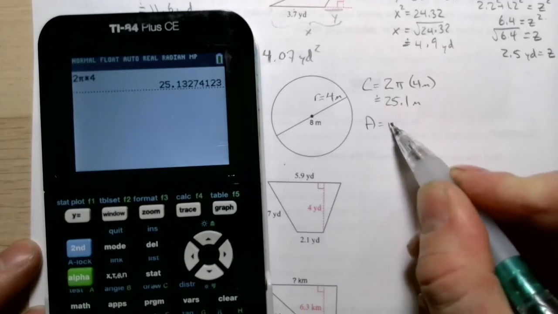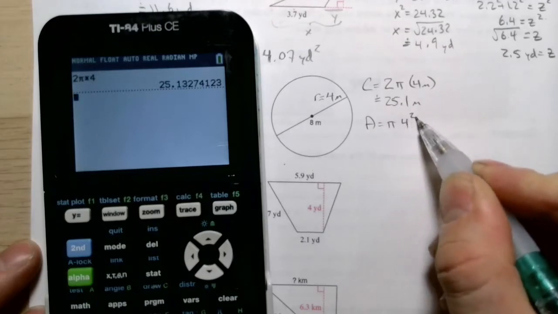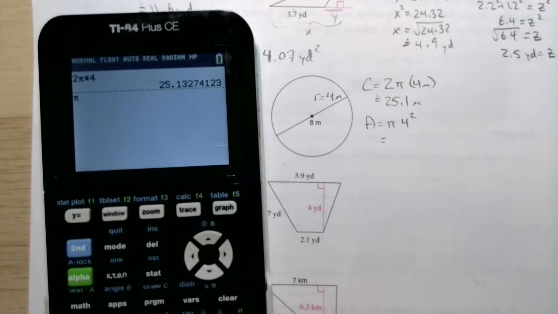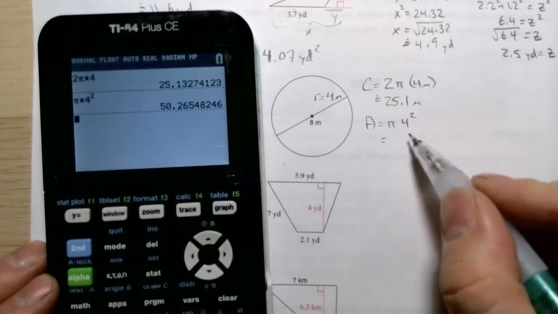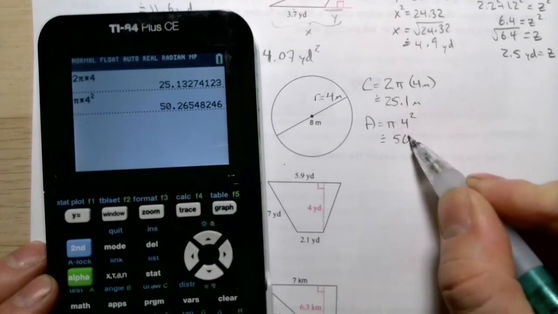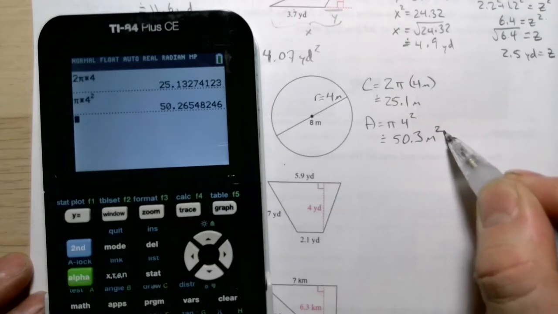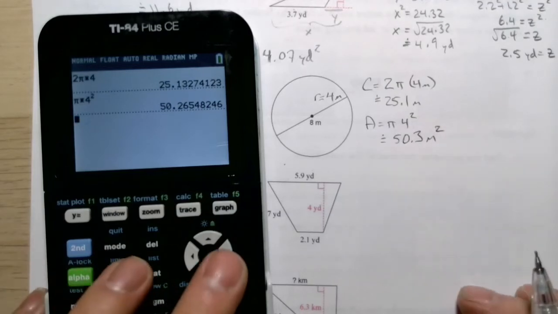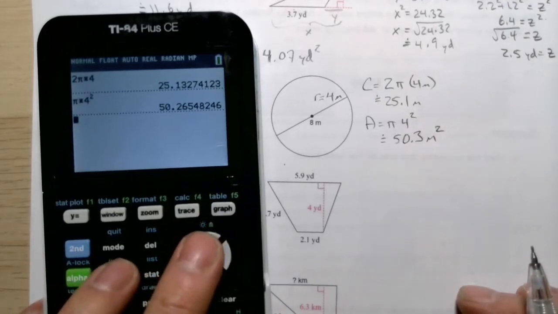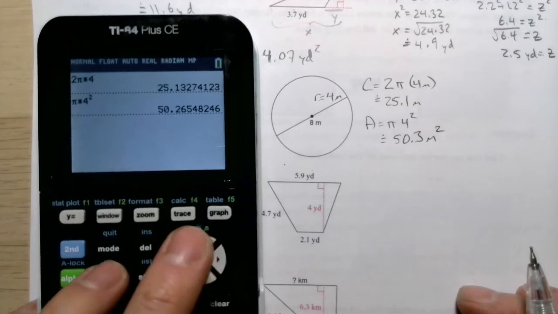My area is going to be pi times the radius squared. And so pi multiplied by the radius 4 squared. And we get approximately 50 point, well, let's round to the nearest tenth there, 3 meters squared. Again, because I'm squaring the radius, my units also get squared. Good.